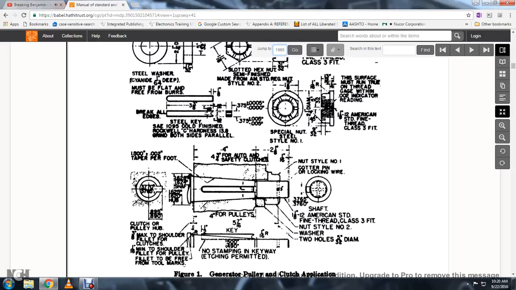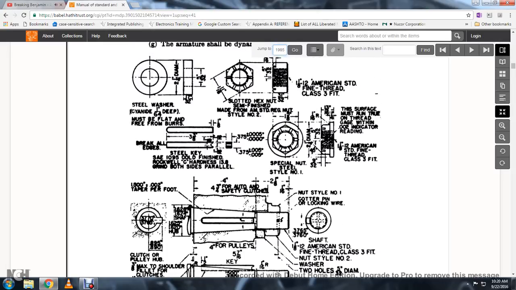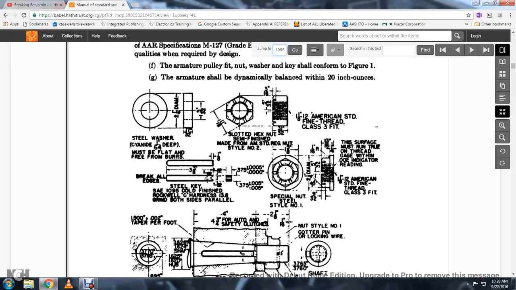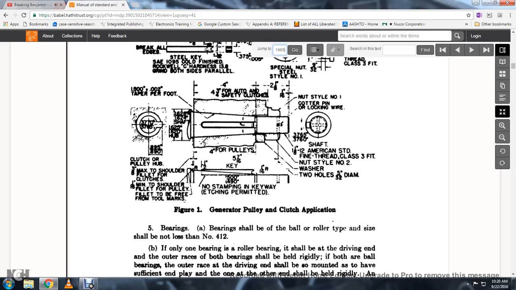Figure 1 shows the generator pulley clutch application. These are nuts, a steel key, a steel washer, non-stamping keyway for the pulleys, and a cotter pin in the shaft with a clutch or pulley hub.